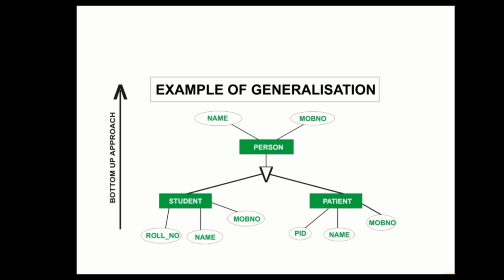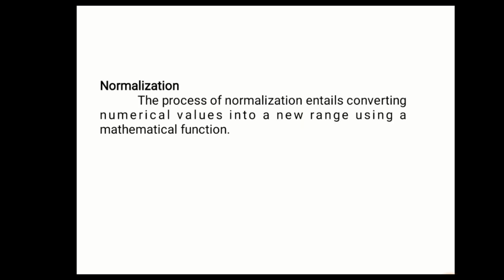Next, normalization. The process of normalization entails converting a numerical value into a new range using a mathematical function. This involves transforming the data to fall within a smaller or common range. In simple words, when multiple attributes are there, but the attributes have values on different scales, this may lead to a poor data model while performing data mining operations. So they are normalized to bring all attributes to the same scale.